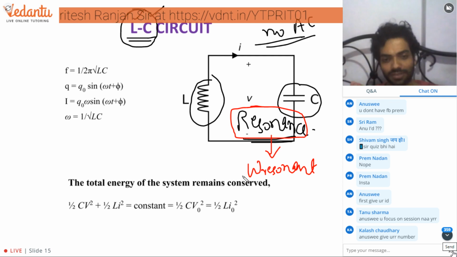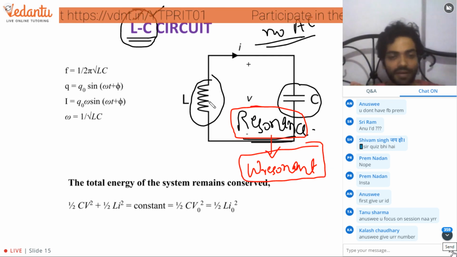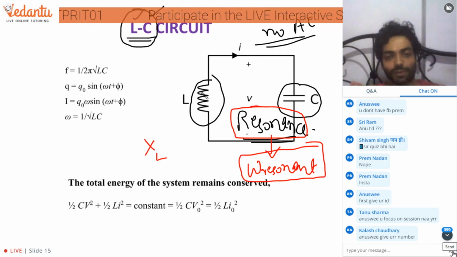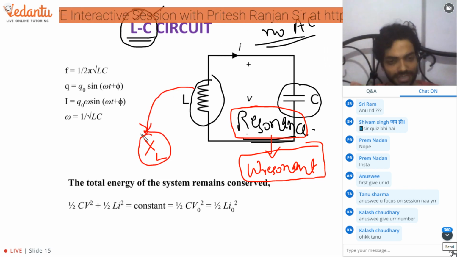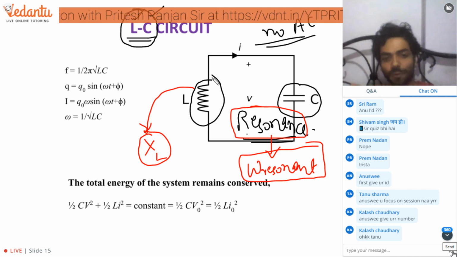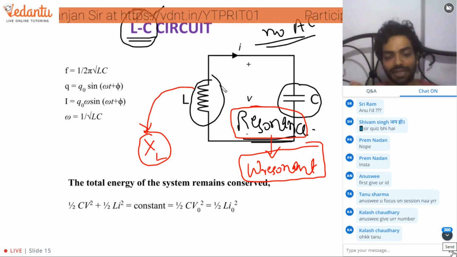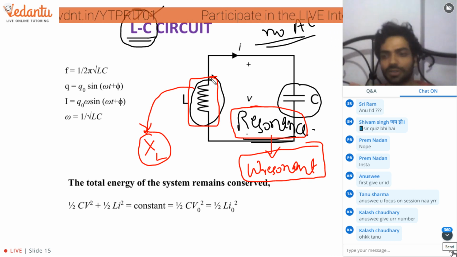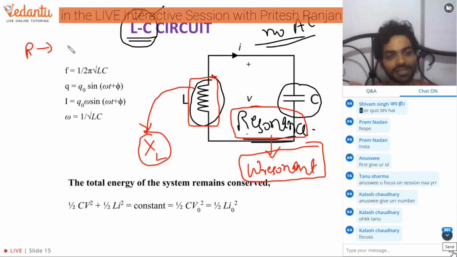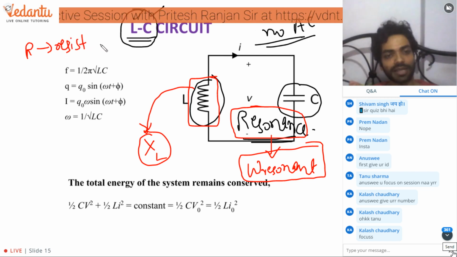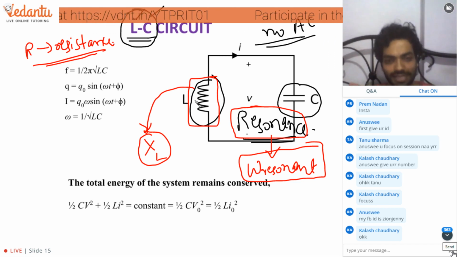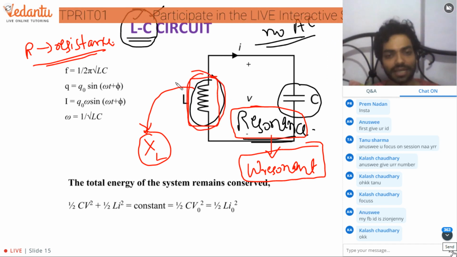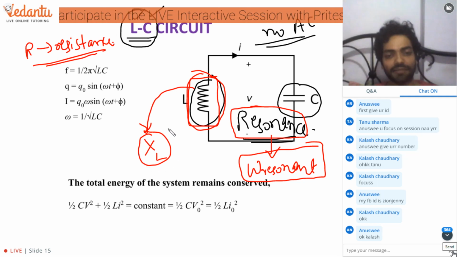So guys, what is the resonant frequency? It is when the resistance offered by L, which we call inductive reactance. I'll be introducing this in the upcoming slides. Basically, any electrical component that we use in our circuits offers some resistance. It is not only the resistor which offers resistance. Any circuit component that I connect will offer some resistance. So the resistance offered by an inductor is what we call inductive reactance.